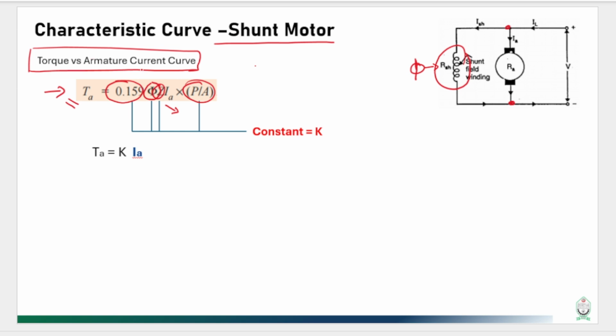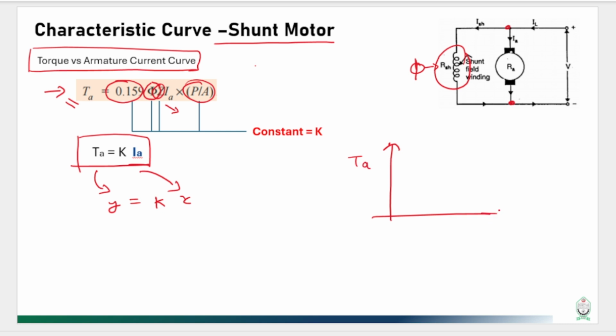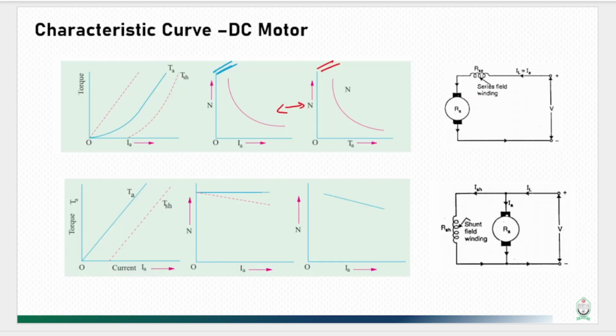So the relationship between torque and armature current for shunt motor is a simple relationship, that is something like this. And if we are plotting this variable in the y-axis and this variable in the x-axis, that gives us a graph like y equals kx, or you can say y equals mx. So this is the characteristic curve of torque versus armature current for shunt motor. Let us double check it from the graphs shown in your textbook. See, this is the graph.